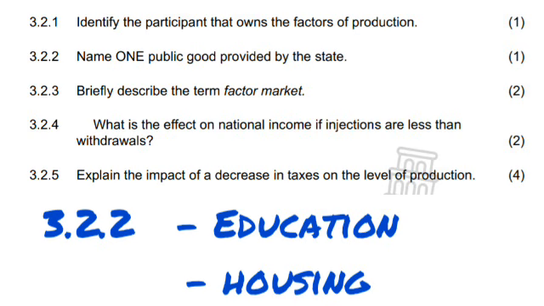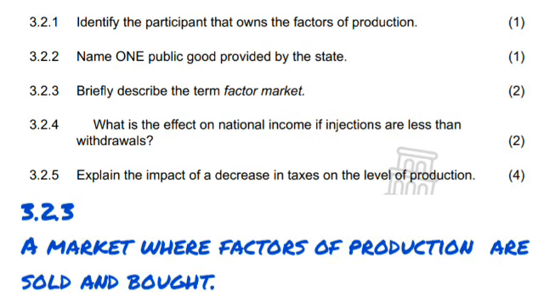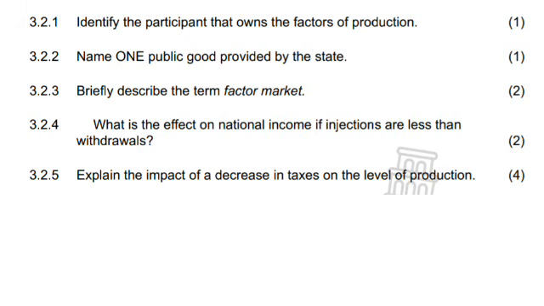And then in 3.2.3 it says briefly describe the term factor market, meaning what does factor market mean? So basically, you know that a factor market is a market where we trade factors of production. So you can keep your description as simple as that: a market where factors of production are sold and bought, or you can say a market where factors of production are being traded. They are sold by the household, they are bought by the businesses for production. So you don't even have to go that far because it's only 2 marks. So long as you said a market where factors of production are traded.